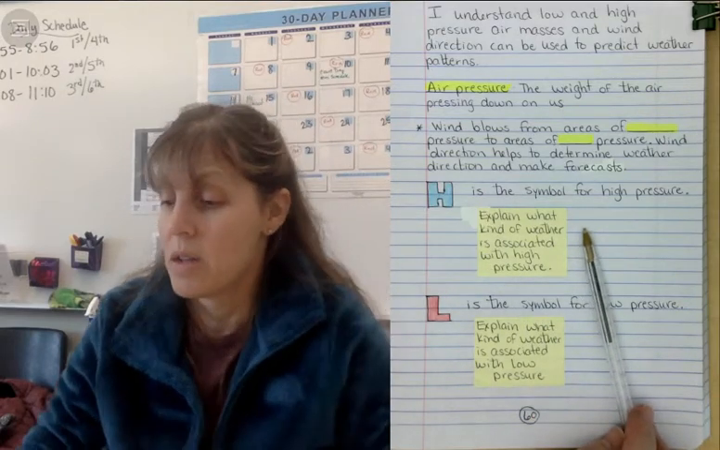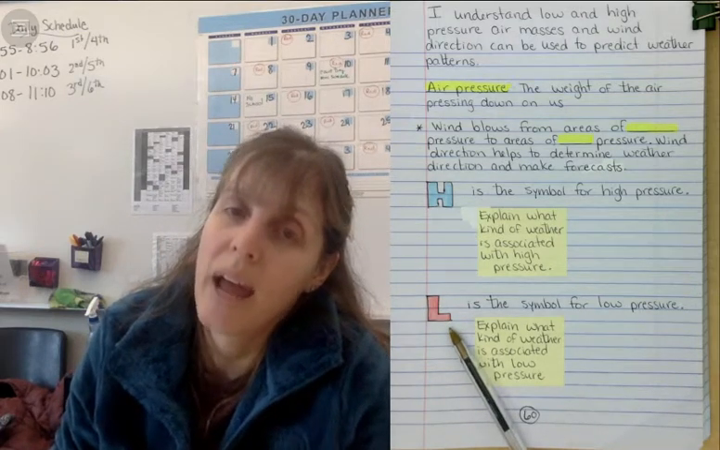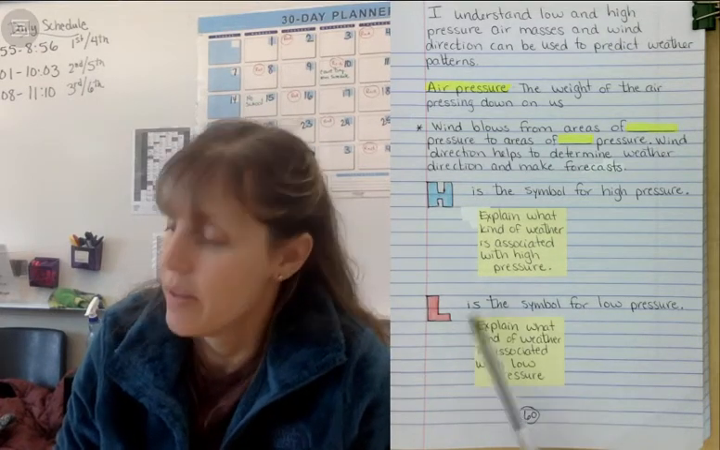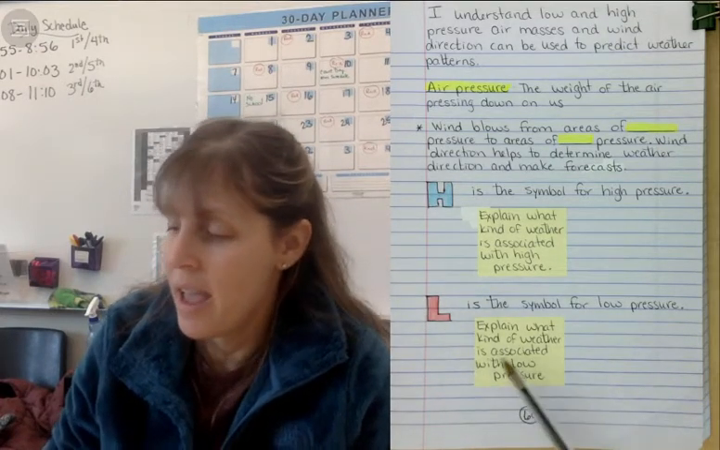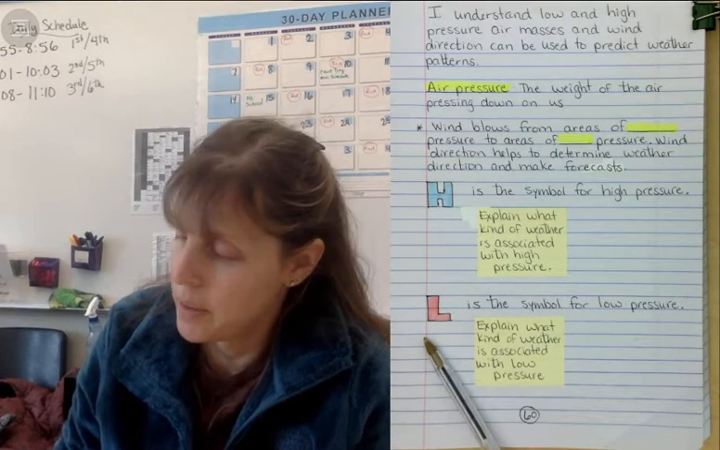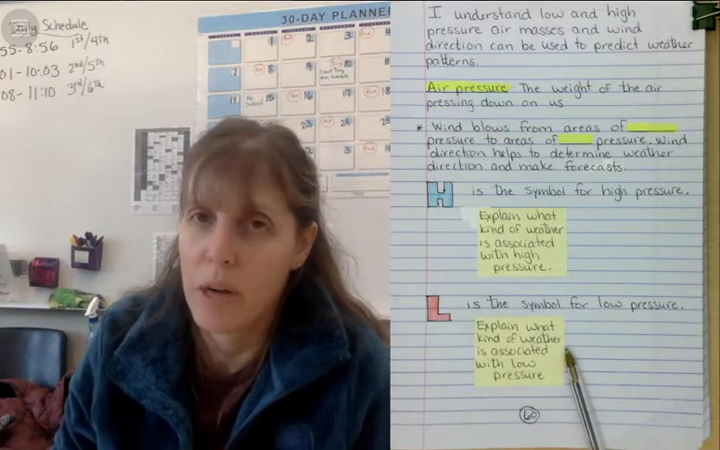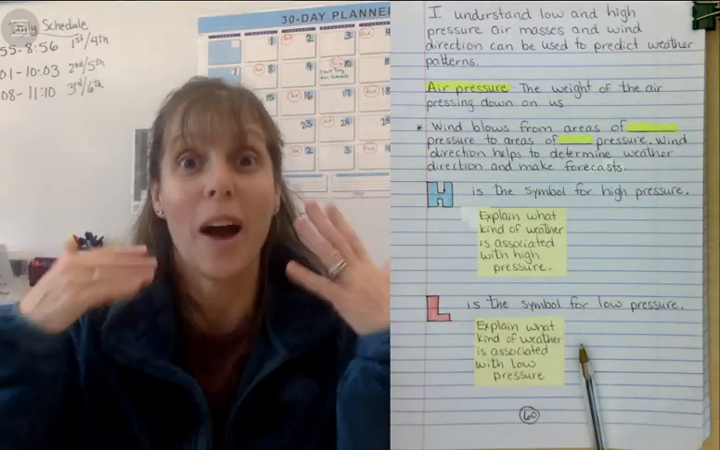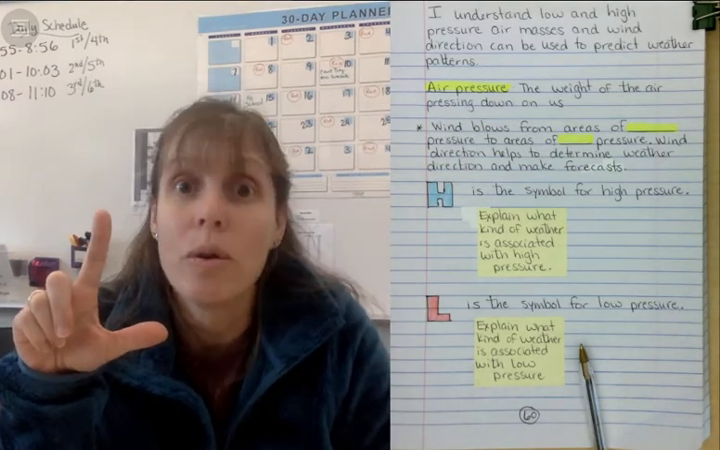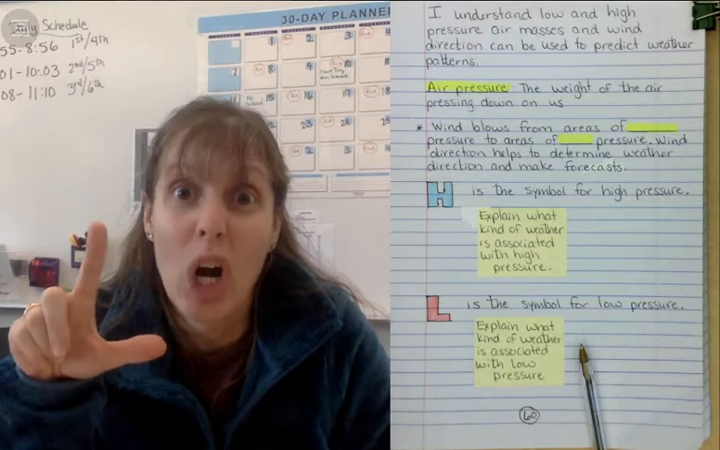This L that's red doesn't mean it's warm because it's red. It's kind of like a warning red, like warning, it's low pressure. This is the symbol for low pressure. H's are always blue and L's are always red on weather maps. So what I want you to do is explain what kind of weather is associated with low pressure. I'll give you a hint. Here's how I remember it. Low pressure is lousy weather. Yeah, everybody loses in the lousy weather.